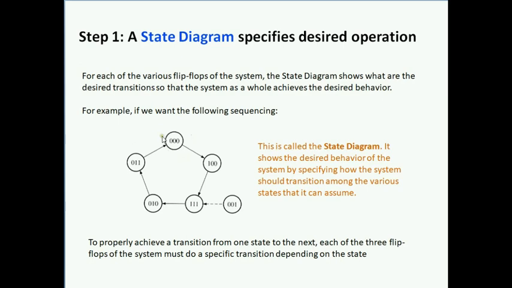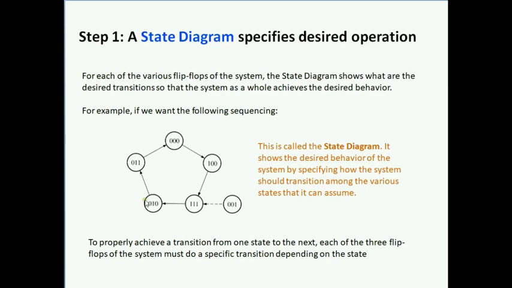So each one of these circles, called the state, represents a particular pattern of activity of the 3 flip-flops that is collectively referred to as the state of the system. So this is why this diagram is called the state diagram, and it simply shows the desired behavior of the system by specifying how the system should transition among the various states that it can assume. Of course, in order to achieve this transition, each one of the 3 flip-flops in the whole system must do a specific transition depending on the state.